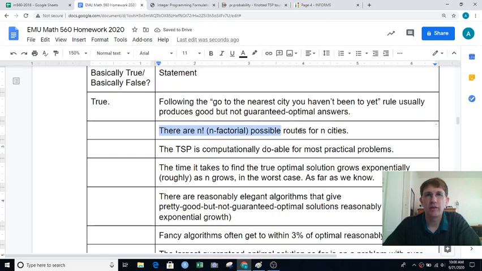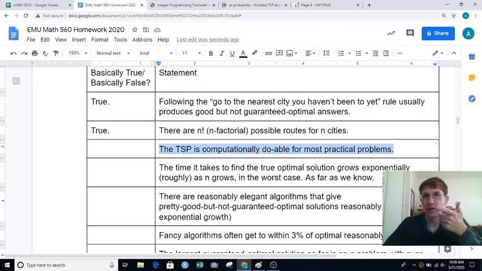Are there n factorial possible routings when you have n cities? That's true, right? Just put the cities in the order you're going to visit them. There's a little quibbling about, well, you get to choose which city you're starting at, but it's basically n factorial. N factorial is really large, right? It grows really quickly, faster than exponential. Anything whose time takes an exponential amount of time is basically computationally not possible. So what do you think about this statement?